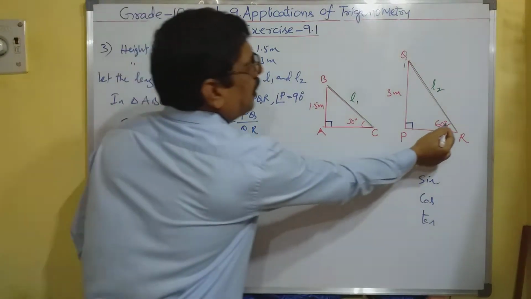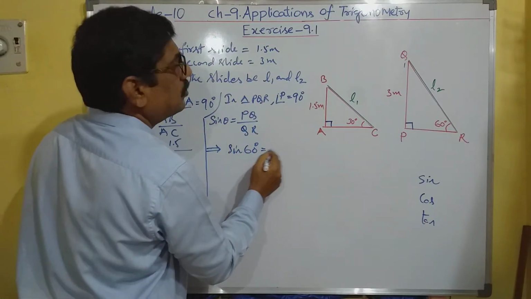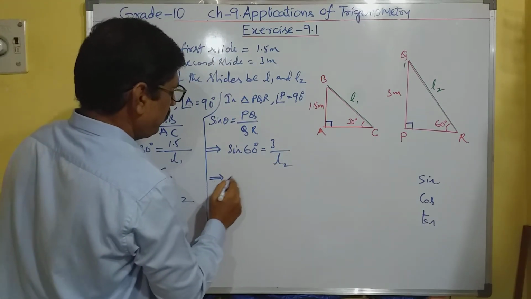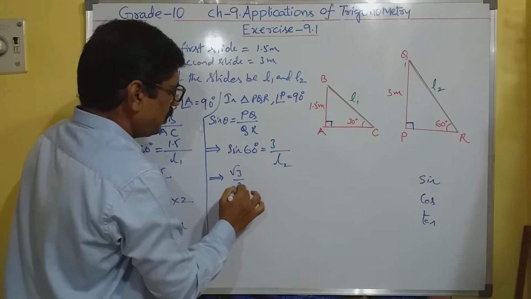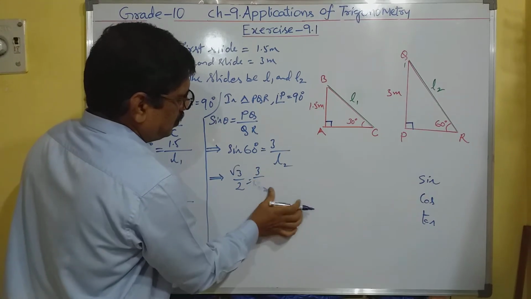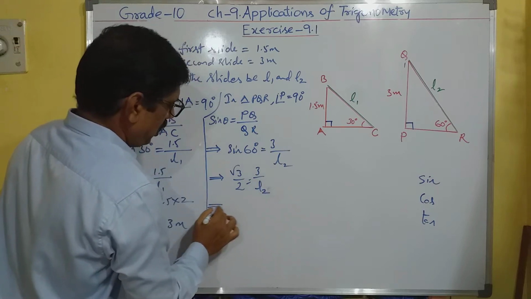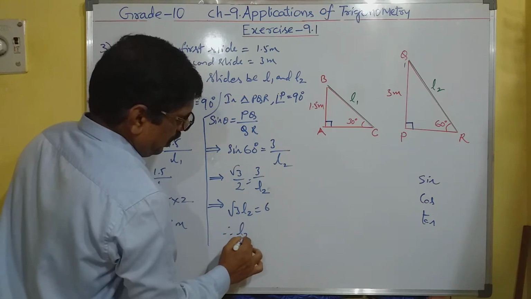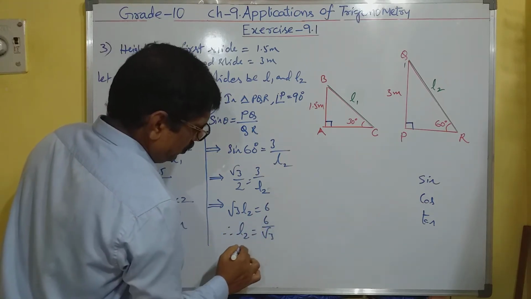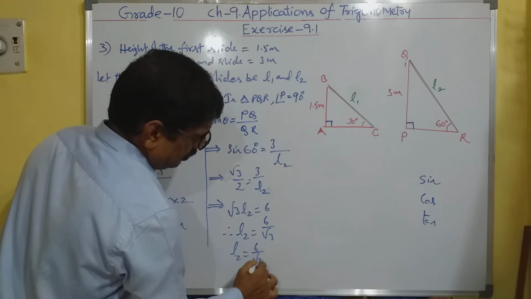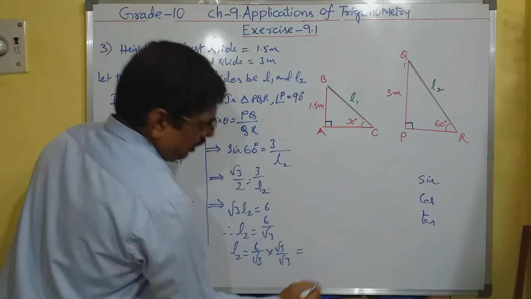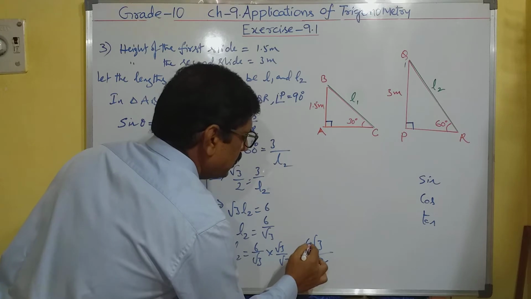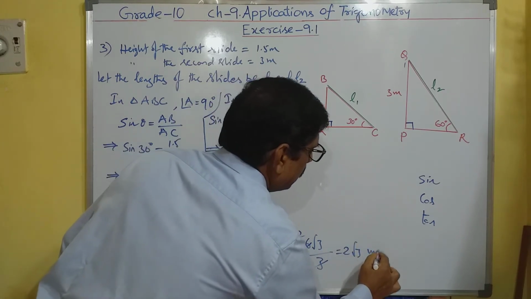Here what is the angle given? Sine 60 degrees is equal to PQ, 3 meters, by L2. So the value of sine 60 degrees is root 3 by 2, equal to 3 by L2. Now let us do the cross multiplication. Root 3 into L2 is equal to 3 into 6. Therefore L2 is equal to 6 by root 3. So this we can rationalize by multiplying root 3 in the numerator and denominator. We get 6 root 3 by root 3 into root 3, which is 3. So 2 root 3 meters.